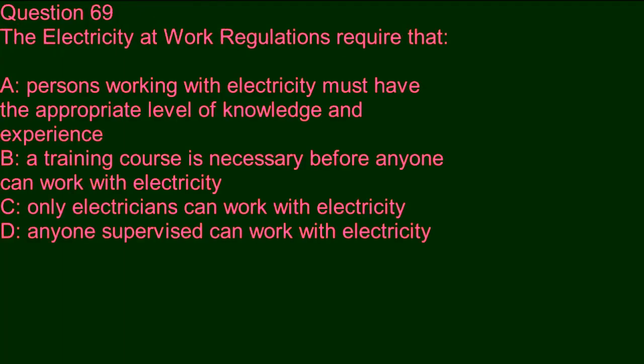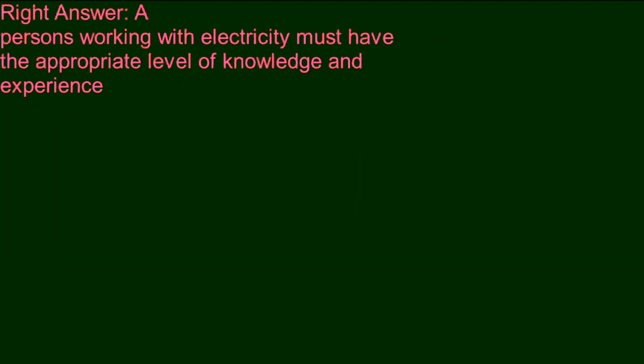Question 69. The Electricity at Work regulations require that A. persons working with electricity must have the appropriate level of knowledge and experience. B. A training course is necessary before anyone can work with electricity. C. Only electricians can work with electricity. D. Anyone supervised can work with electricity. Right answer, A. Persons working with electricity must have the appropriate level of knowledge and experience.